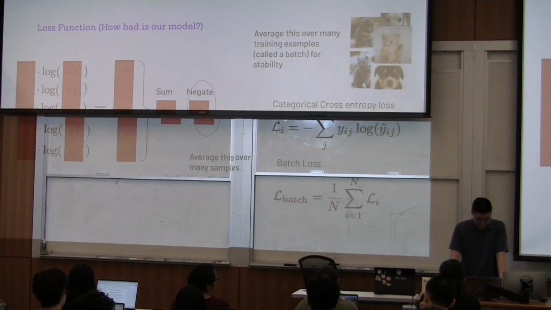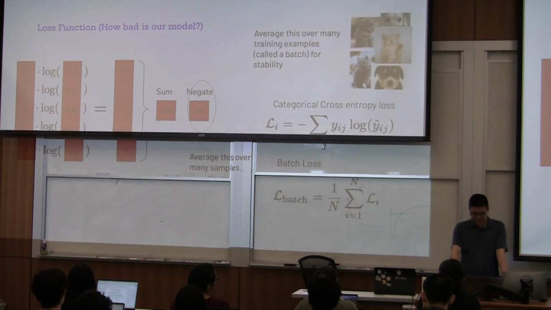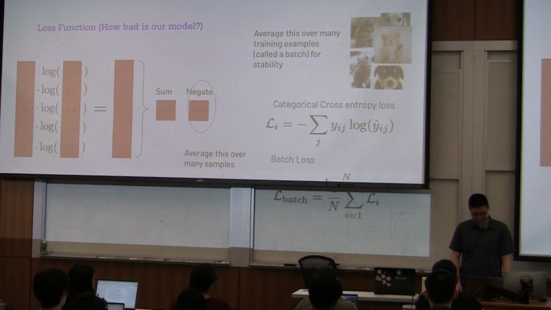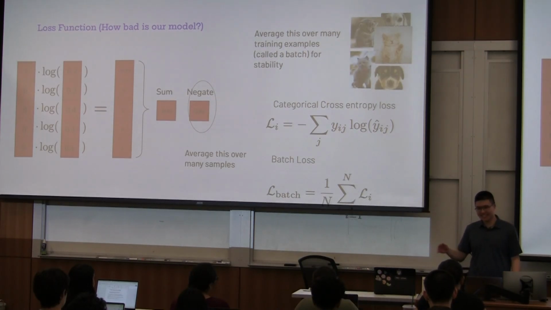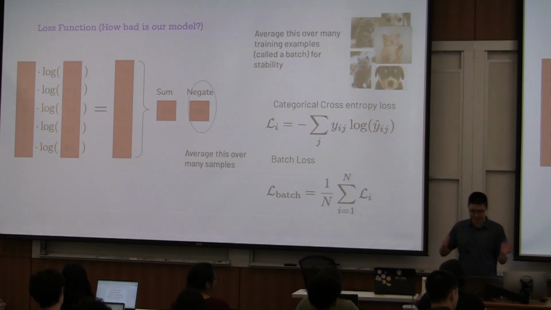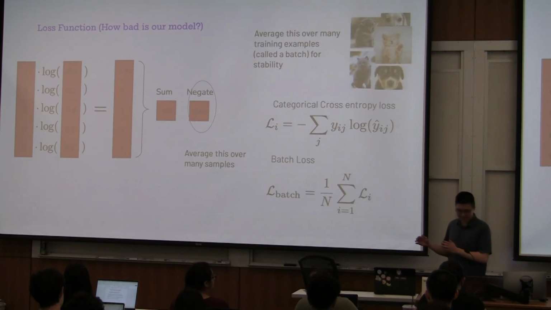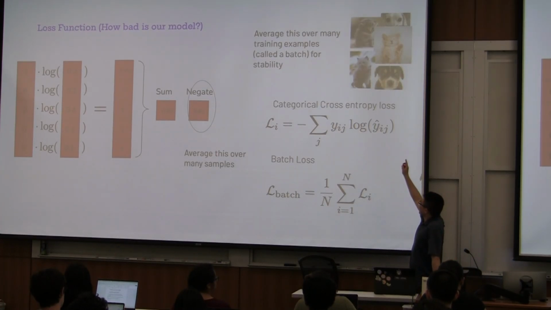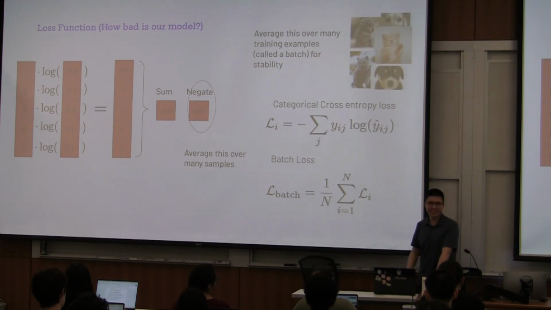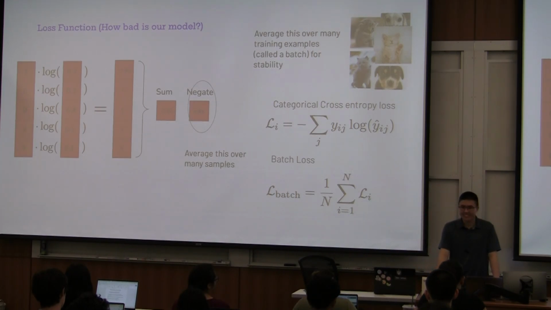Okay, so let's continue. We actually don't compute the loss over each sample. We compute the average loss over many samples, over a batch of samples. So we compute the loss of one element, and then the batch loss is just the mean of those losses. Does that make sense? We just use the batch. Yeah, we can just average over many little cats and dogs.